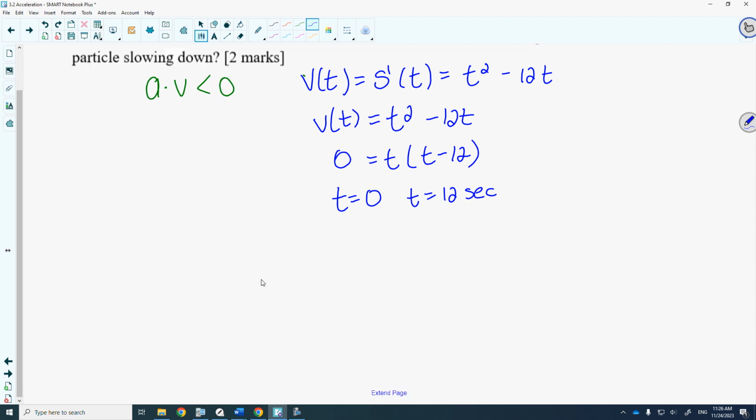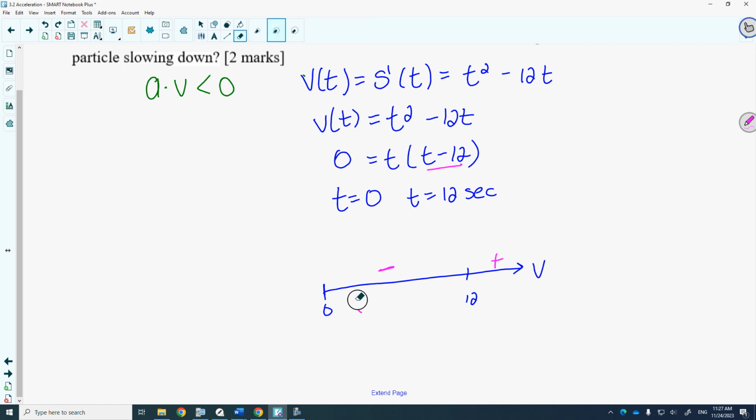Okay? So if I put this on a number line, 0 and 12, and this is my velocity. If I pick a number between 0 and 12, so let's say I pick 6 seconds, and I put 6 seconds into this function here, I'm going to get a positive number, and here I get a negative. So from 0 to 12, my velocity is negative. Greater than 12, if I pick 15, positive times a positive is going to be positive. Okay, so there's my velocity.